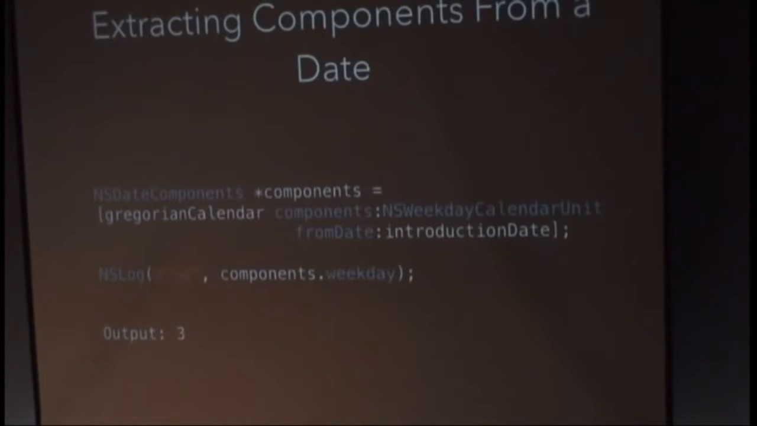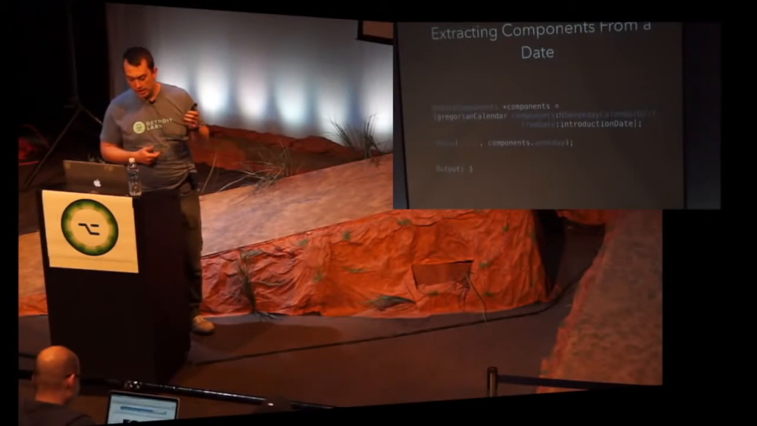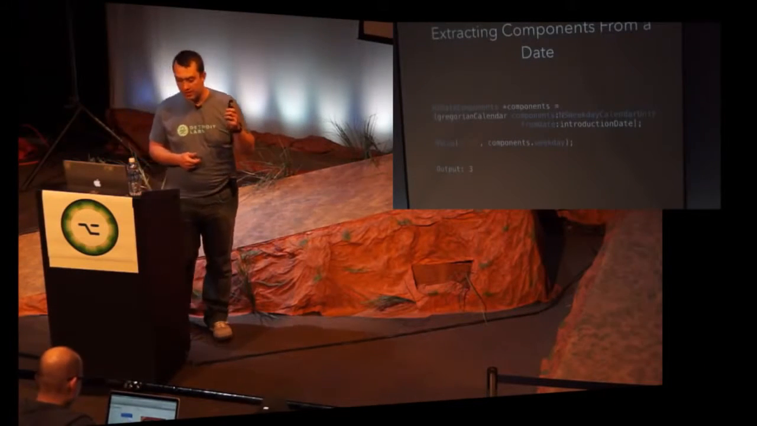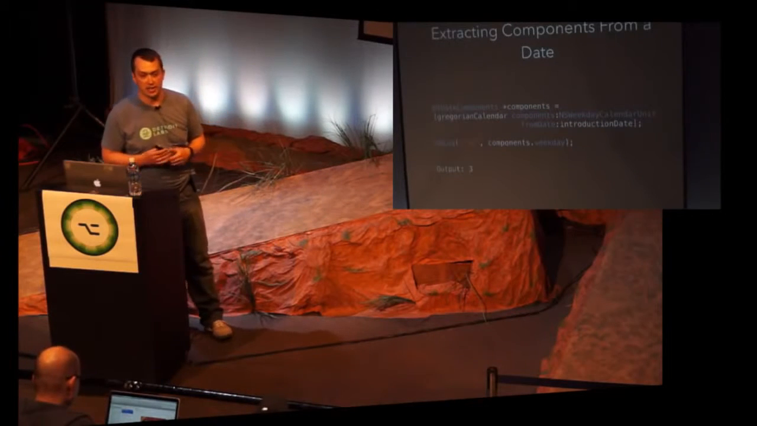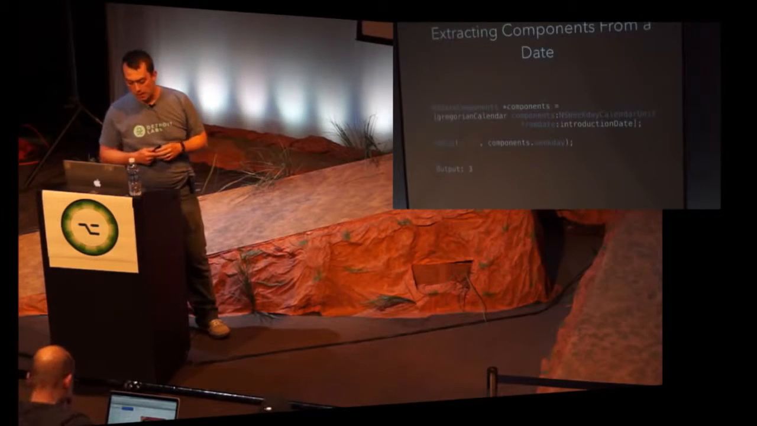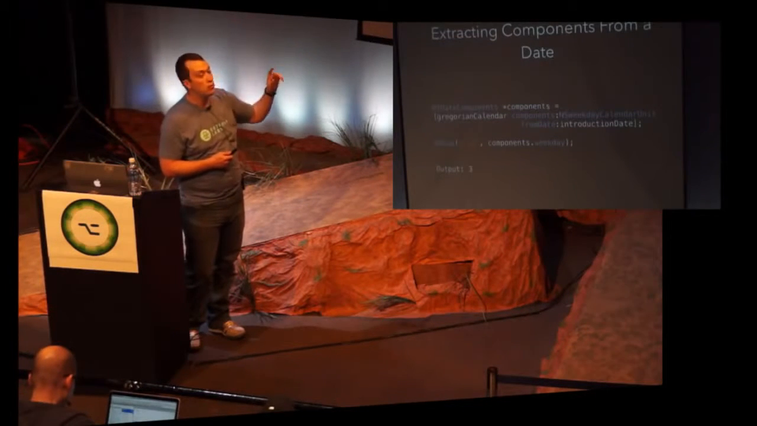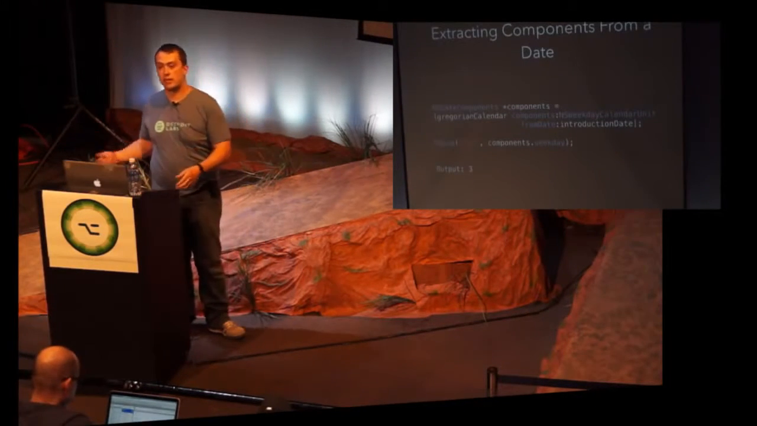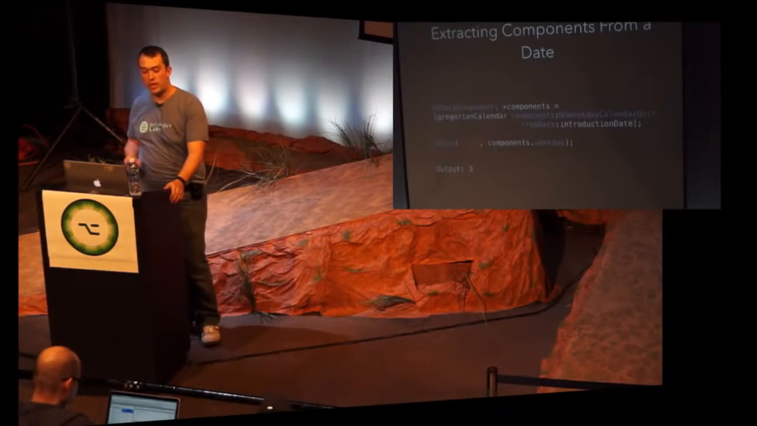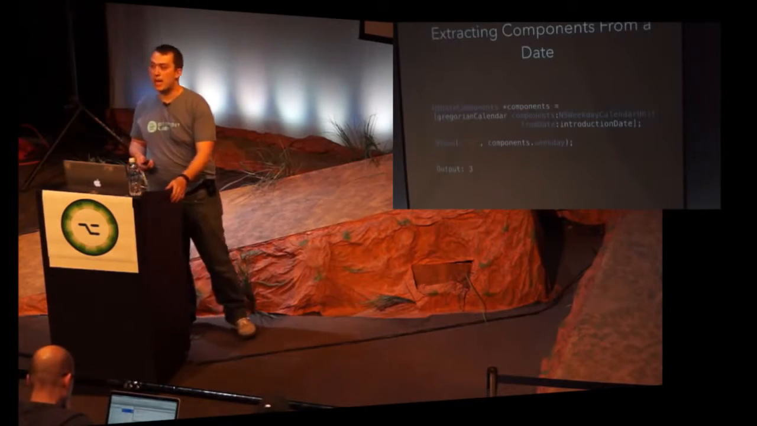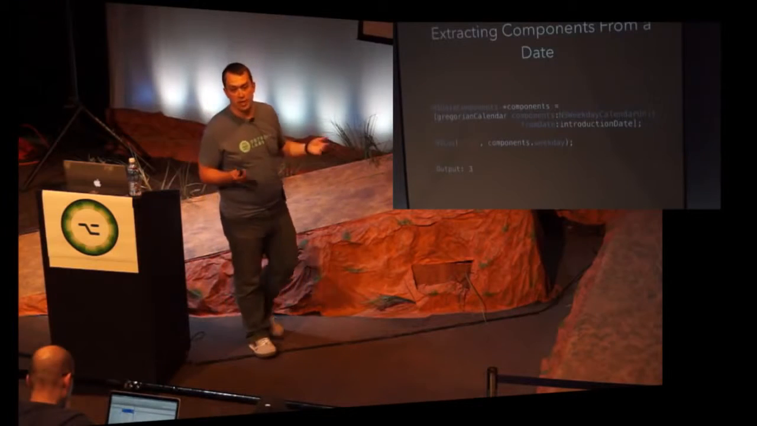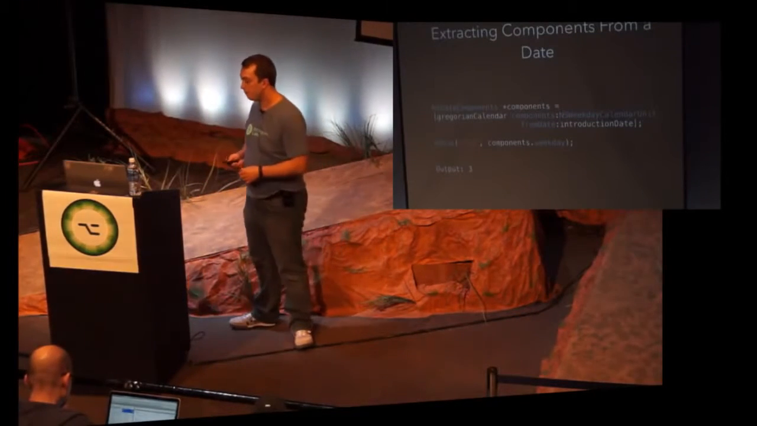Now we can go the other way. So when you have a date, in this case we're going to use the introduction date of the iPhone, that first one, you can ask the calendar for the components that you care about from that date. So in this case, we want to know what the weekday was. And we get back 3, which is Tuesday, where 1 is Sunday.